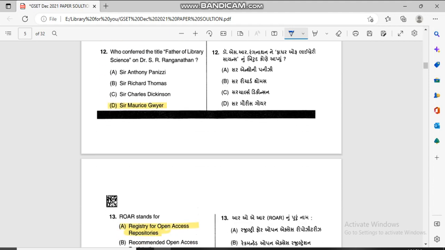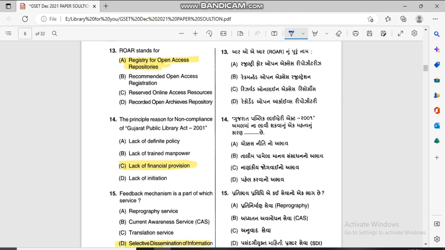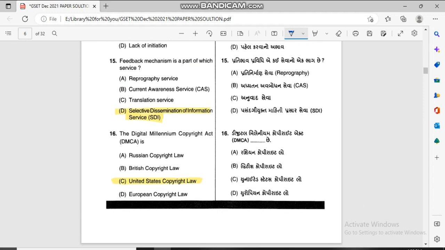Who conferred the title Father of Library Science on Dr. S.R. Ranganathan? Sir Maurice Gwyer. ROAR stands for Registry of Open Access Repositories. The principal reason for non-compliance of the Gujarat Public Library Act 2001 is lack of financial provision. Feedback mechanism is a part of which service? SDI, that is Selective Dissemination of Information service.